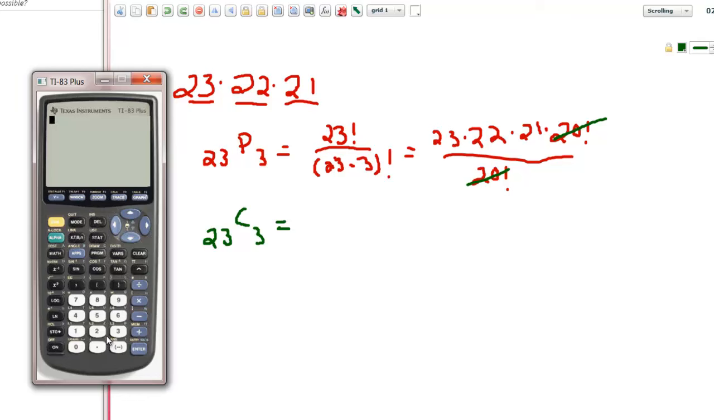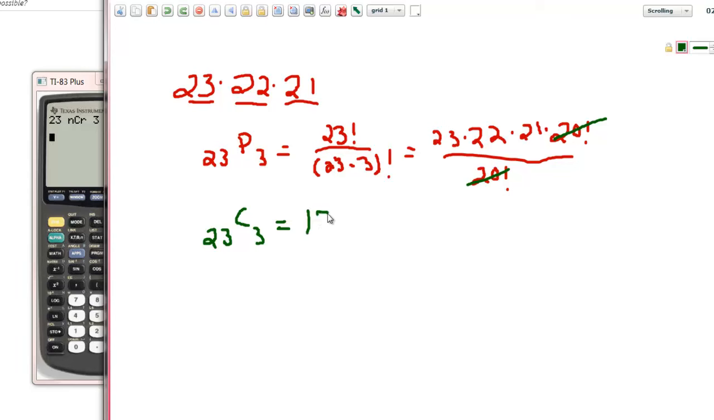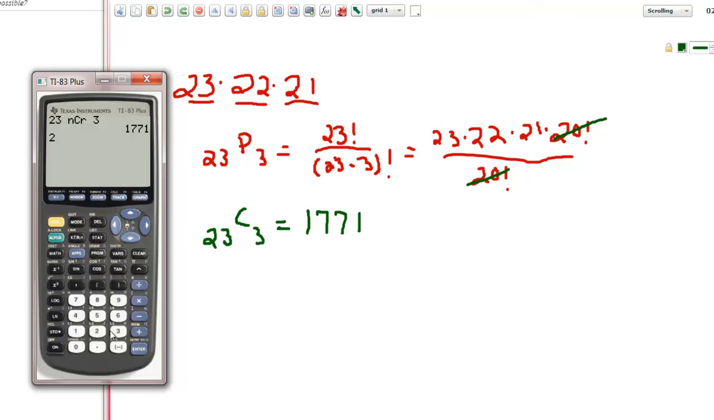We have 23, and we're going to choose 3. It ends up to be 1771. And that's opposed to doing this. So there are 10,626 ways to arrange the scoops of ice cream. So say if you had a long bowl, and you're arranging the ice cream, there's that many ways to arrange it.